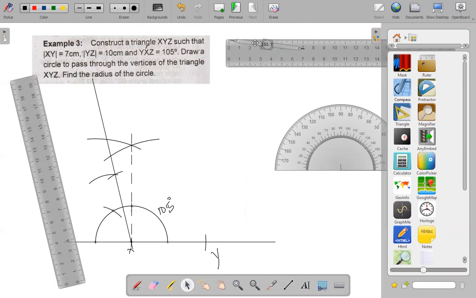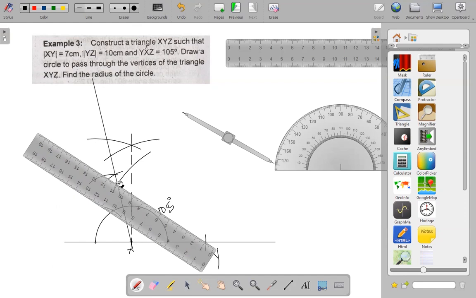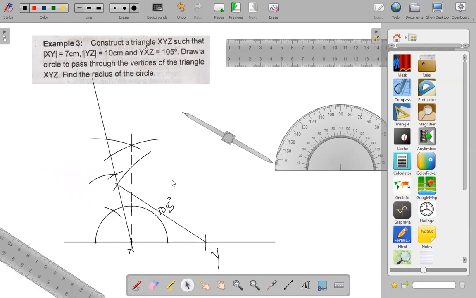The still point on 0 mark, extend the pencil point to 10 centimeters. And I take the compass now and place the still point on point Y. Then when this arc cuts this line, we then join it to point Y. So that is a required triangle.